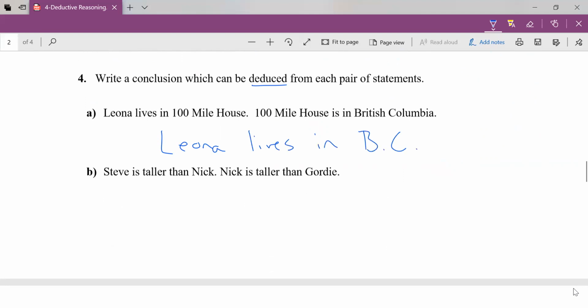BC. Okay, so again, deduction isn't always just using variables like I was doing in the first example. Sometimes it's just using a couple of really true statements and linking them together.